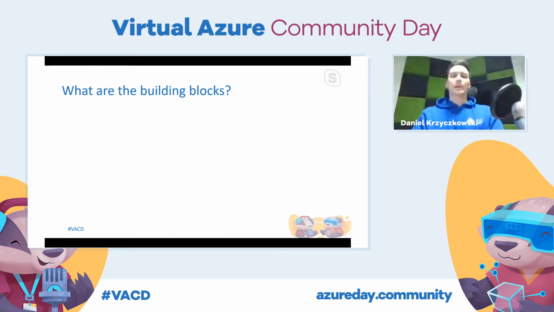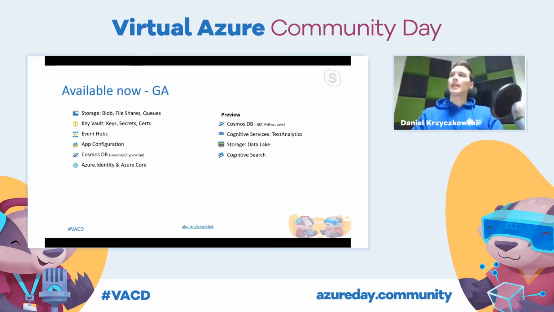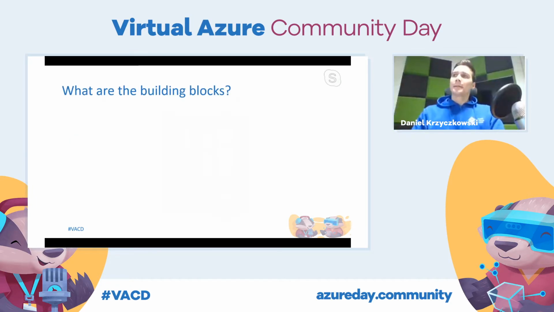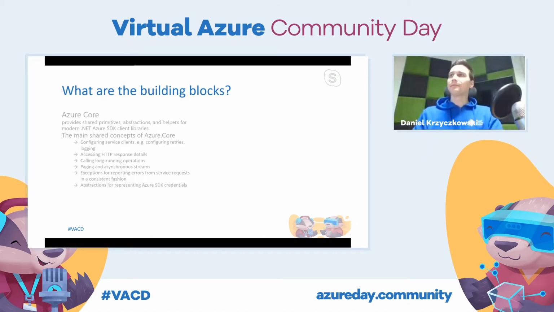And what's that? As you remember, on the previous slide I mentioned that we have Azure Identity and Azure Core below here, and those libraries are generally available. And those libraries are the building blocks, so other libraries can be related with them and used with them. So let me explain it because I don't want to confuse you.